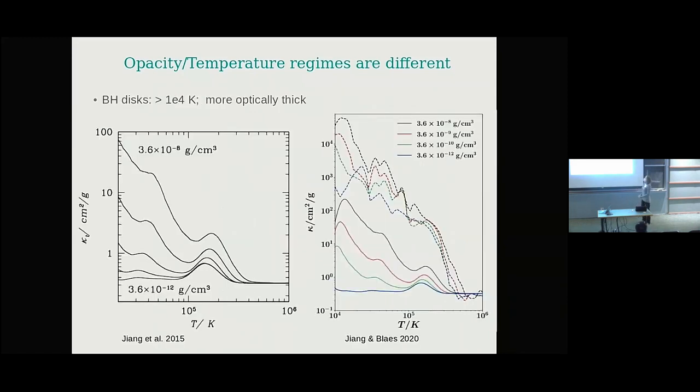Now, I took out from papers what opacities you are using in the black hole disks. So here it seems that the temperature is well above our case, more than 10,000 Kelvin. It looks to me also more optically thick because these are going up to 10 to the 4 centimeters squared per gram. And it also looks to me that the larger the temperature, the smaller the opacity for you. For us, it's the opposite in most of the regimes.